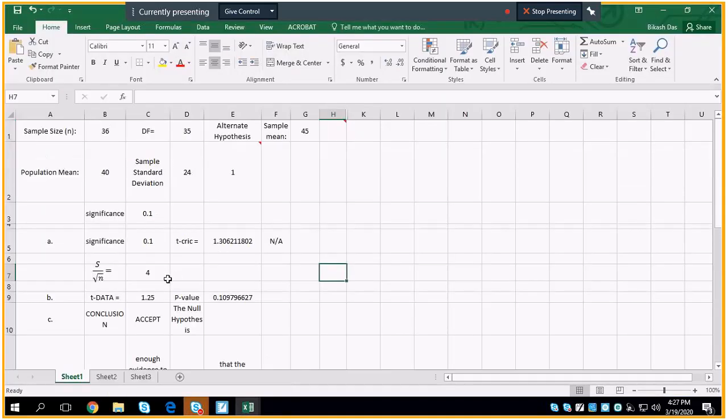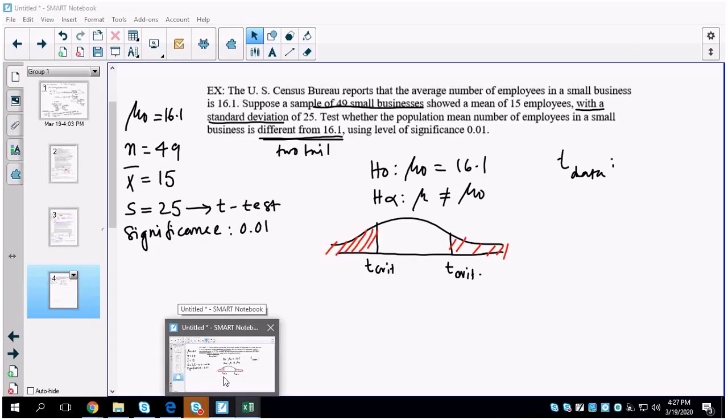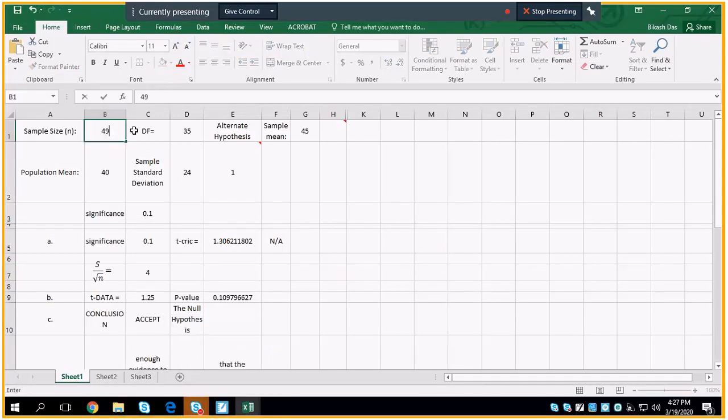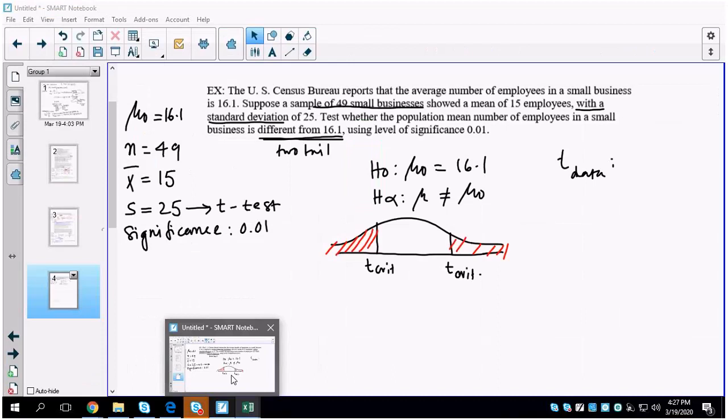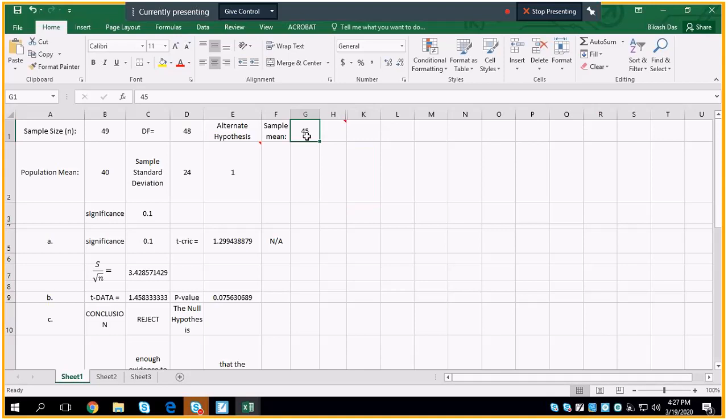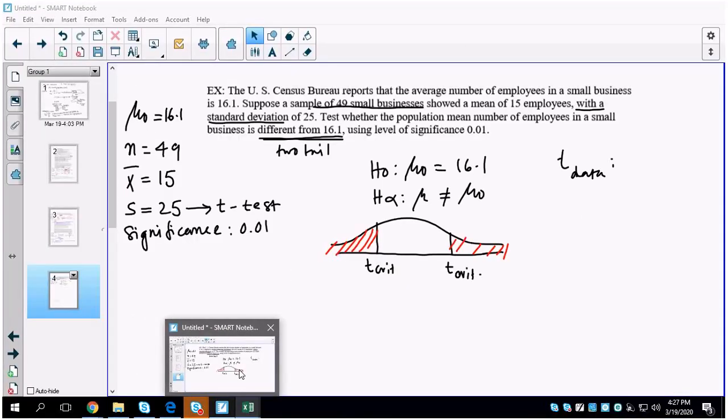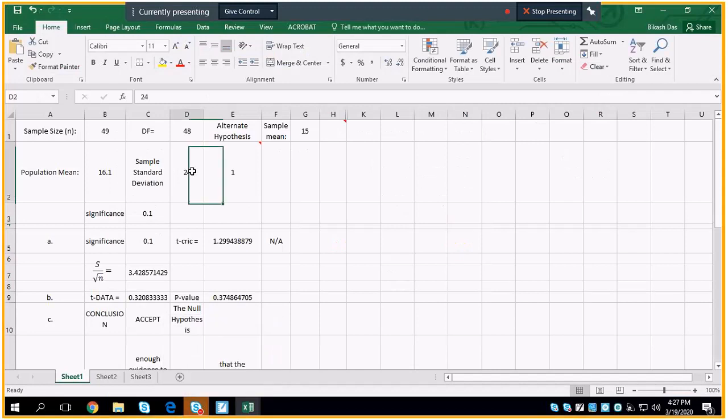So we are doing the t-test. We know that for this problem, the sample size is 49. So go ahead and change it first. Then we will talk about the sample mean. The sample mean is 15. The population mean is 16.1. Standard deviation is 25, and that's sample standard deviation, so 25. I am doing both-tail tests, so put 0 there. And significance is 0.01.